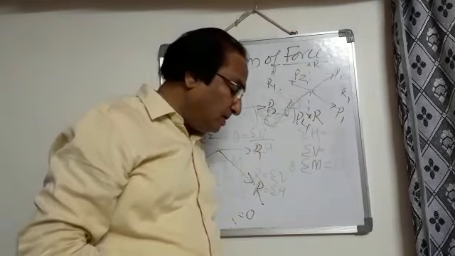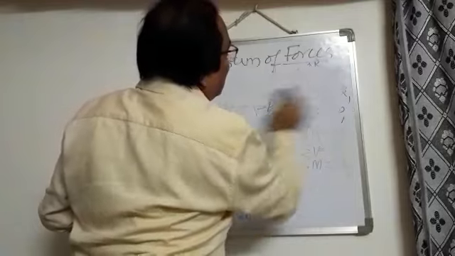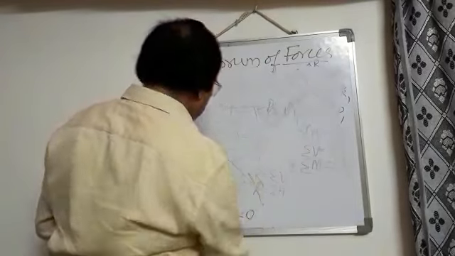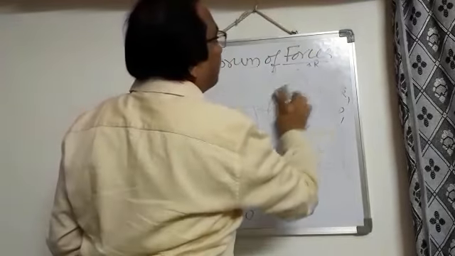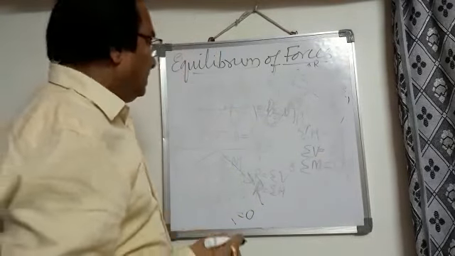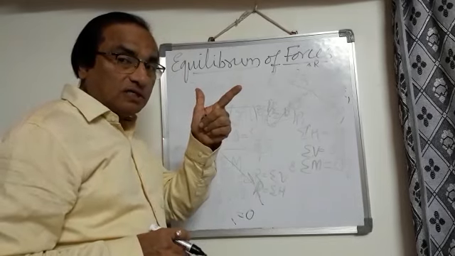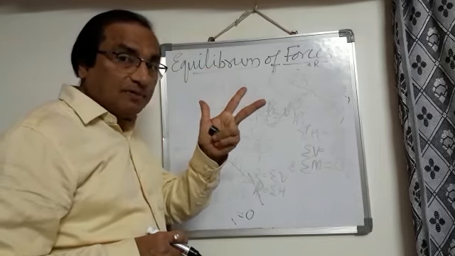So this will be using in knowing the theory behind the problems. Then we have seen conditions of equilibrium are sigma H is 0, sigma V 0 and sigma M is also 0.